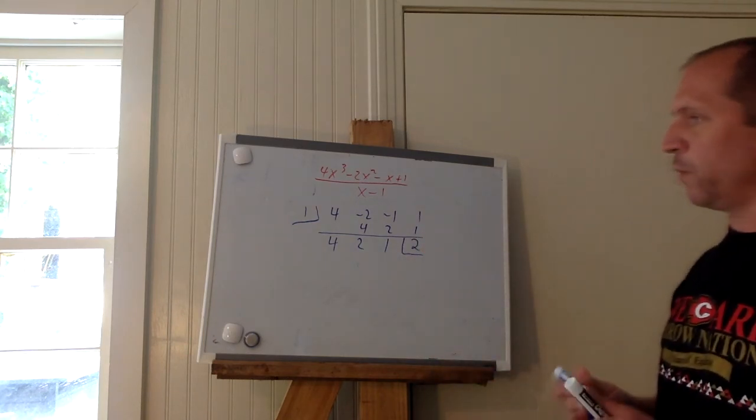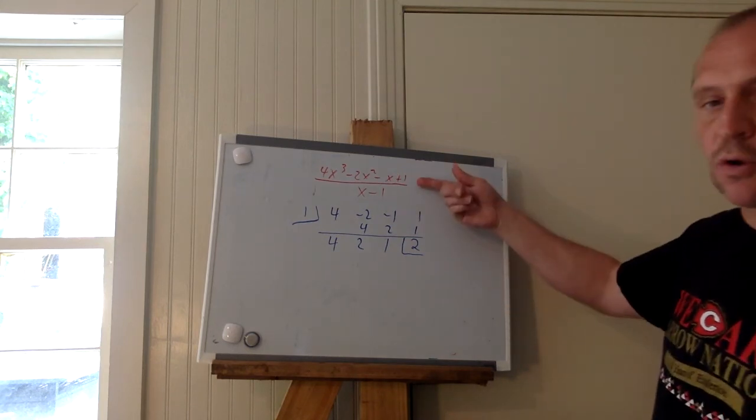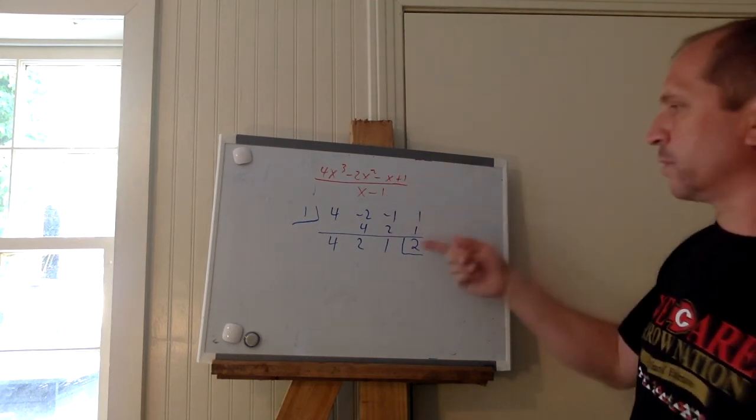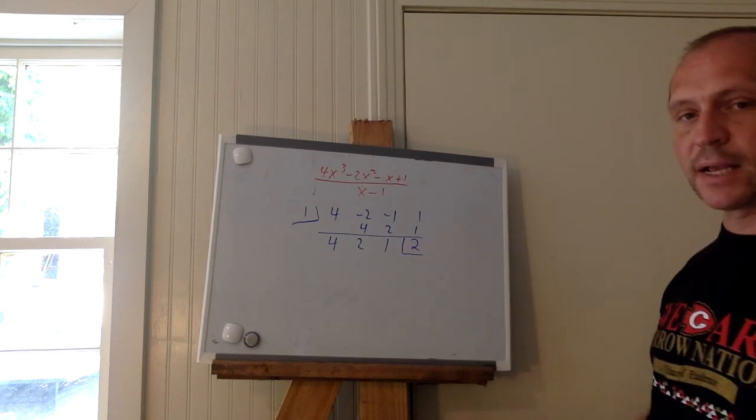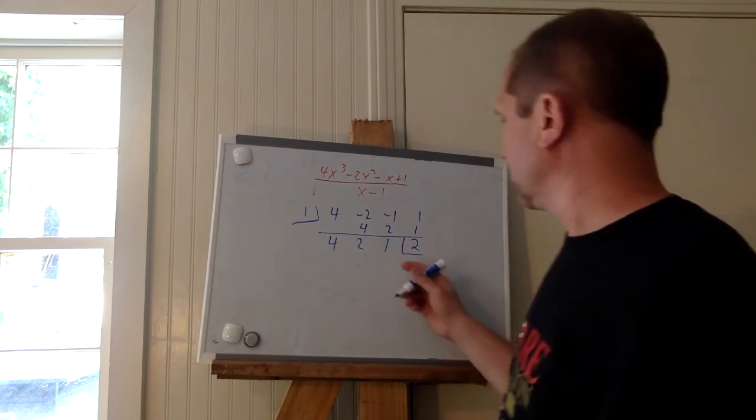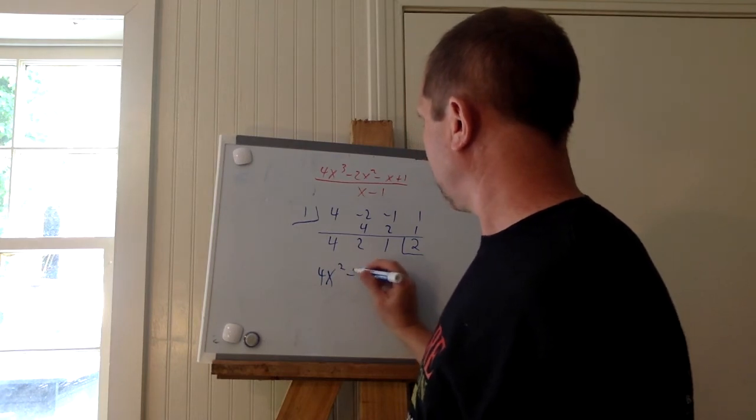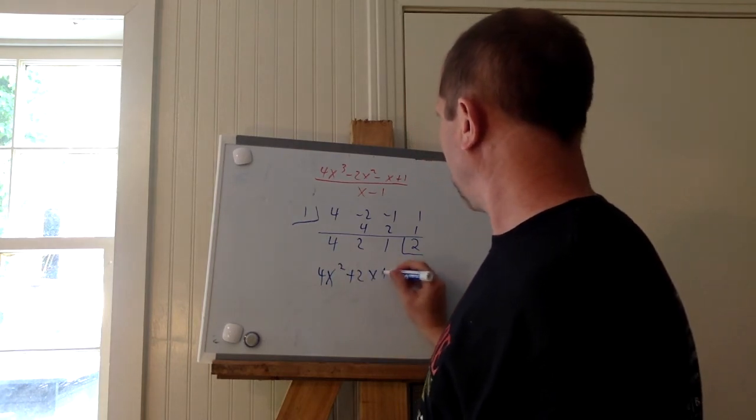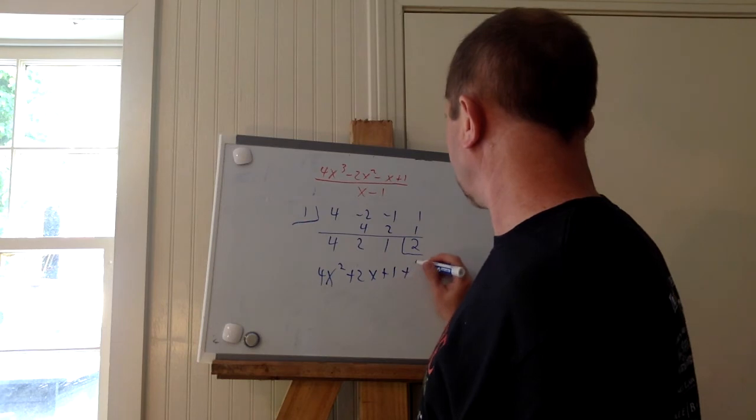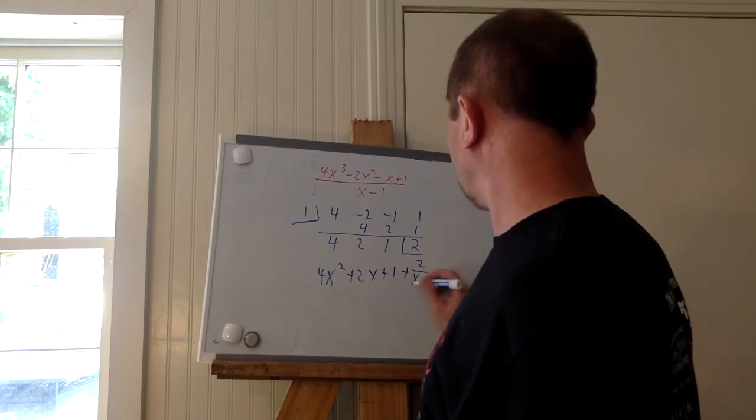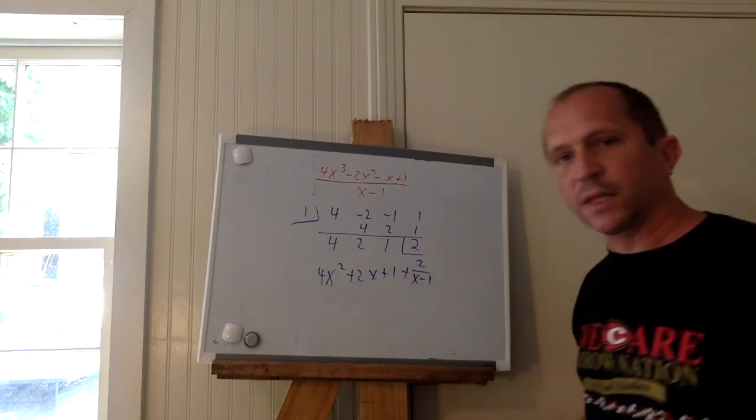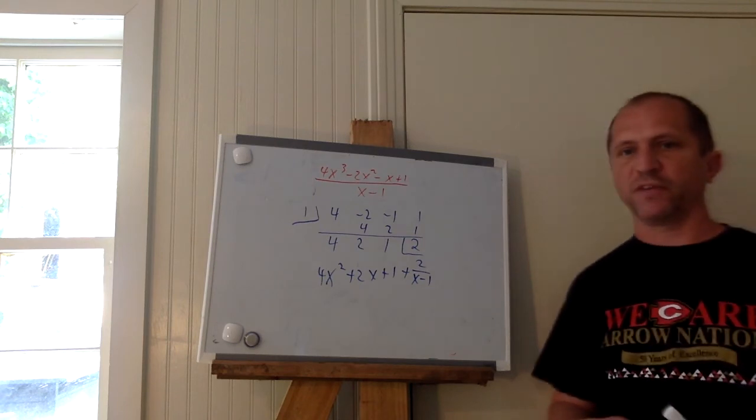Now, what we did is we took a cubic equation, we divided it by a linear equation, and we get a quadratic as our answer. So we have 4x squared plus 2x plus 1, then plus 2 over x minus 1, which is exactly what we got before doing the long division.